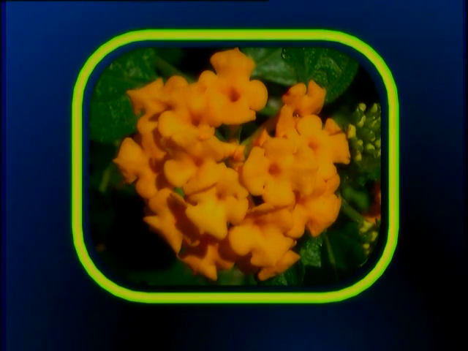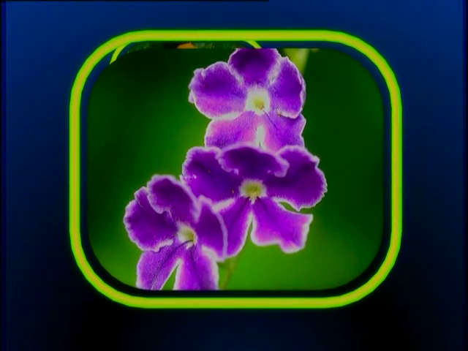Dicotyledon flowers are arranged in 4s and 5s or multiples of 4s and 5s.